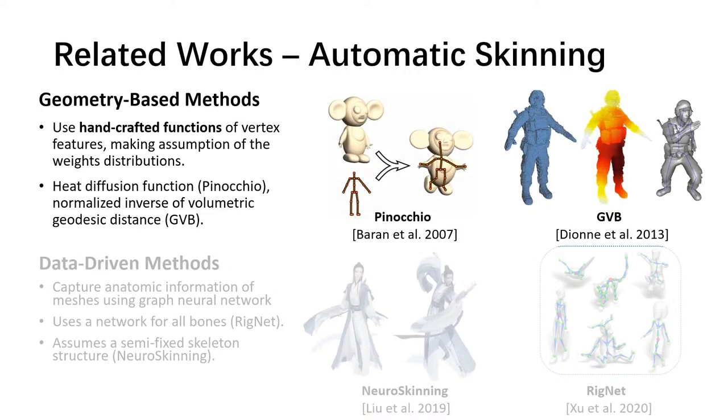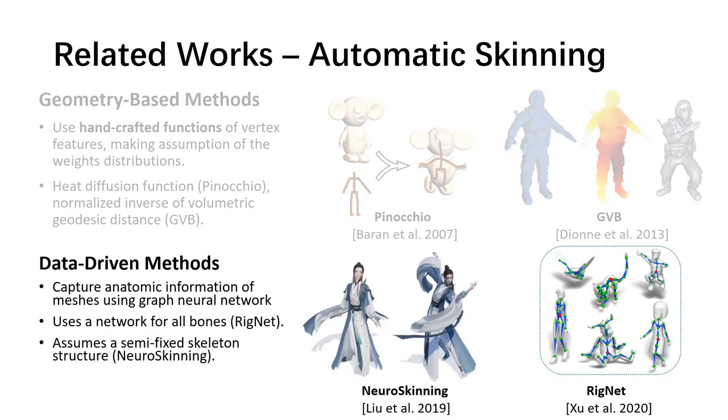The most related works of automatic skinning can be roughly classified into geometry-based methods and data-driven methods. Geometry-based methods such as Pinocchio and geodesic voxel binding, which is integrated in Maya, calculate skin weights using handcrafted functions, which makes assumptions for the weight distributions. Thus, it is hard for them to capture anatomic information on the mesh.